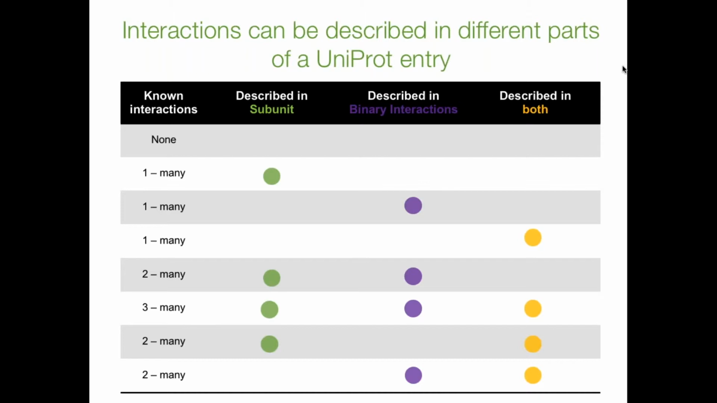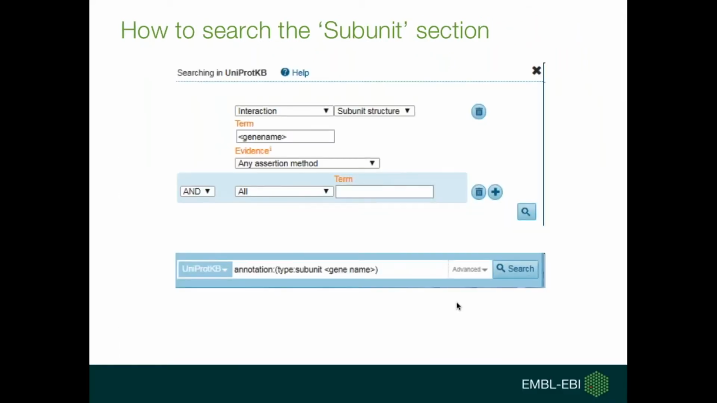Knowing this, what can you expect to find in a given UniProt entry? Well, if there are no known interactions, obviously you wouldn't find subunit or binary interactions at all. Other than that, interactions can be described in either subunit or in binary interactions, or indeed the same interactions can be described in both, and any other combination is possible. This reflects the different annotation priorities and sometimes just manpower of the two different databases that we're talking about here, UniProt and IntAct. In the end, it doesn't really matter where the information is stored as long as you know how to search for it.